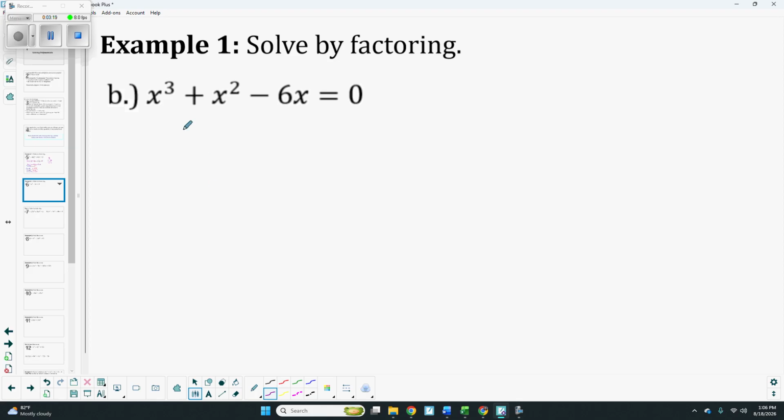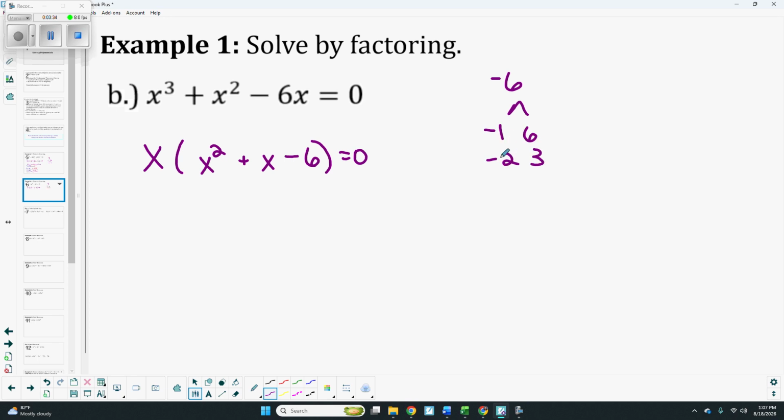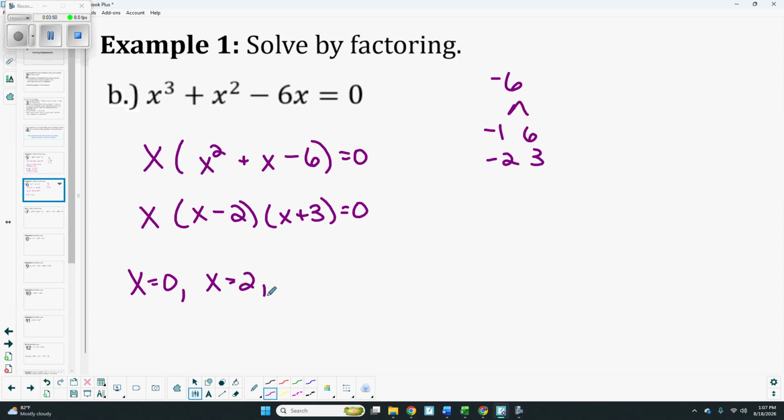All right, we have another GCF here. If I take out the x, I'm left with x squared, 1x, and minus 6. So looking at what multiplies to negative 6 and adds to positive 1, I would say negative 2 and 3 does it. So x minus 2, x plus 3. If I set the first term equal to 0, x is just 0. If I set x minus 2 equal to 0, x would equal positive 2. And if I set x plus 3 equal to 0, x would equal negative 3.